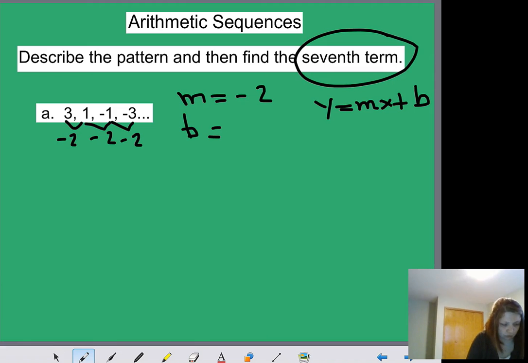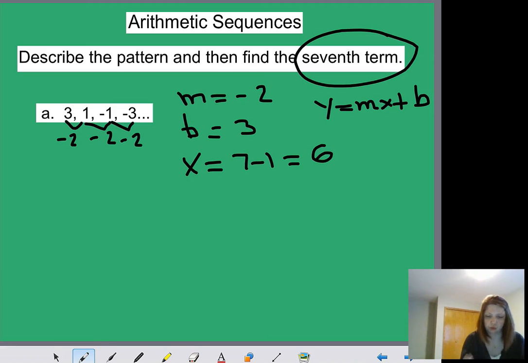So the first term of the pattern here is +3, and x will be the 7th term minus 1, which is again 6. So it's always like that. The x term, you always have to subtract 1 from the one that you're looking for. It's just how the formula works.